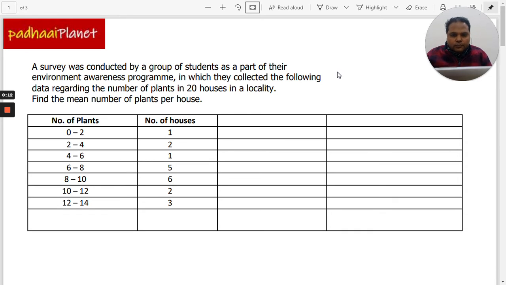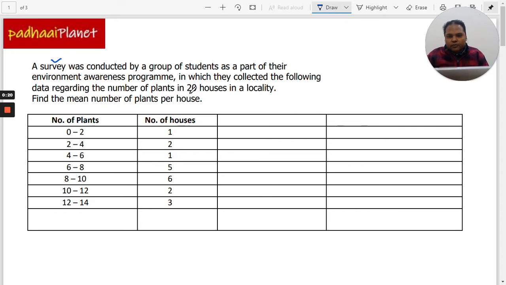So we'll start. The question says that a survey was done on 20 houses, and that survey was done basically to identify the number of plants in each house. So this is the thing, and we need to find out the mean of the data which is there.